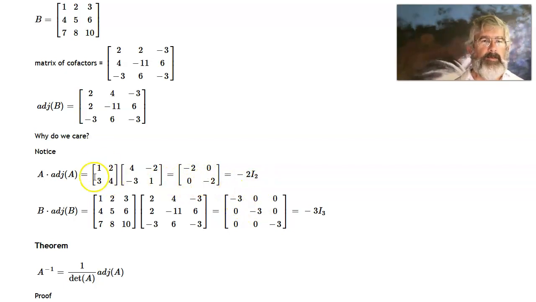By the way, what was the determinant of this matrix? 1 times 4 minus 2 times 3, it's negative 2. So what I got was the determinant times the 2 by 2 identity.